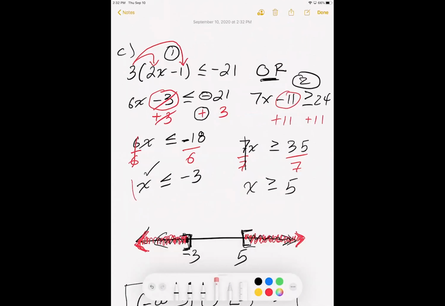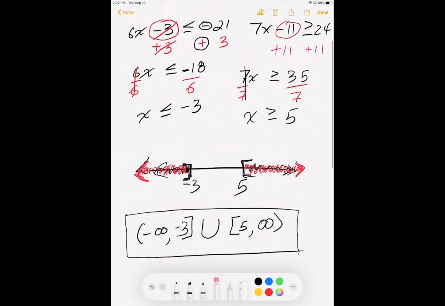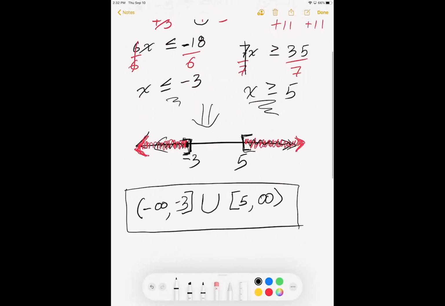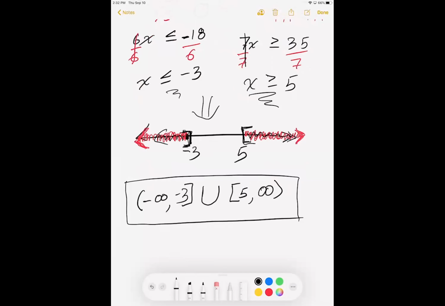Any question of solving? And if you don't have a question of solving, a question of how you take your answer and put it in... And lastly, do you see how we took the graph and put it in interval notation? So this is the last thing that I have that I did not cover in 9.1.